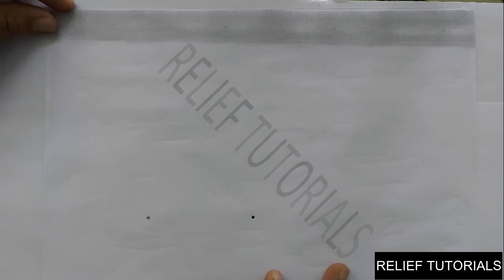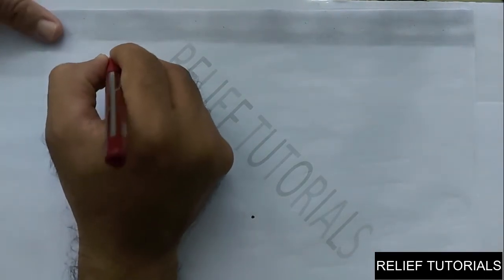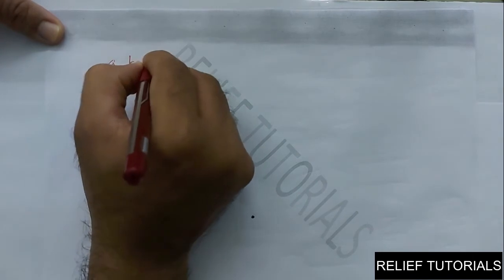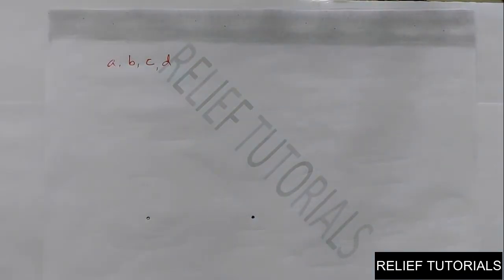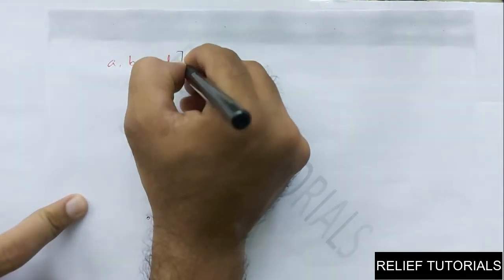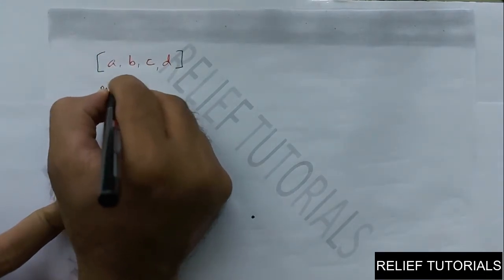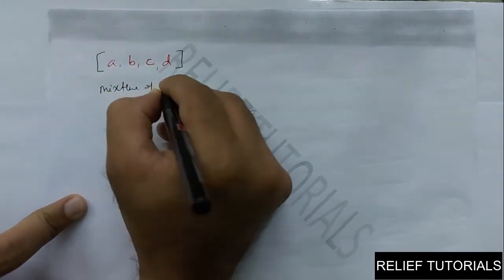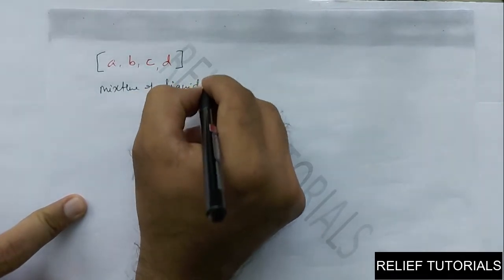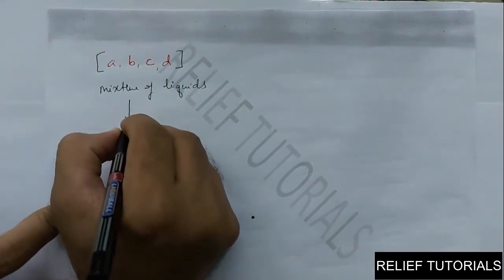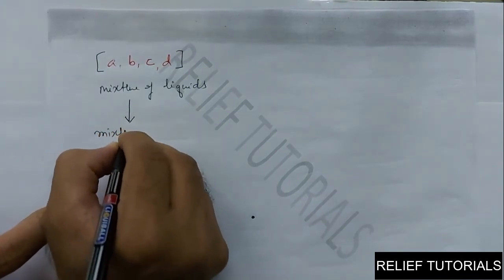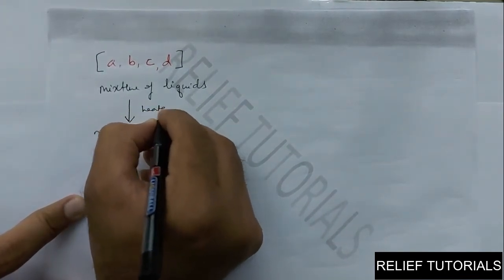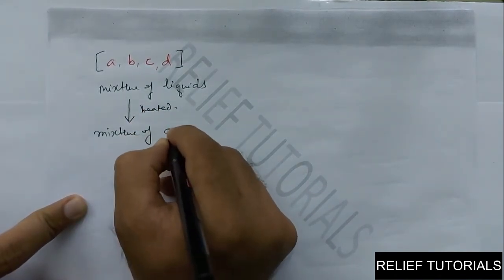And in this, what we do, first of all, for example, we have a mixture of, let us say, four miscible liquids having a quite small boiling point difference, that is, not equivalent to 25 degrees Celsius. Okay, then what we do? First of all, this is a mixture of four liquids. First of all, they are heated and converted into a mixture of gases.